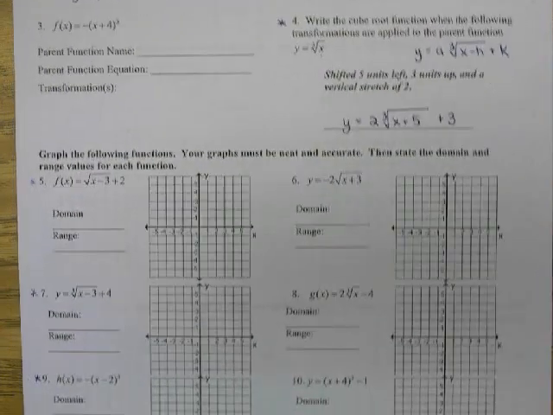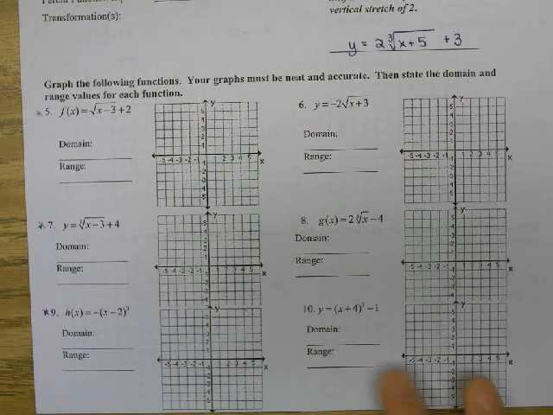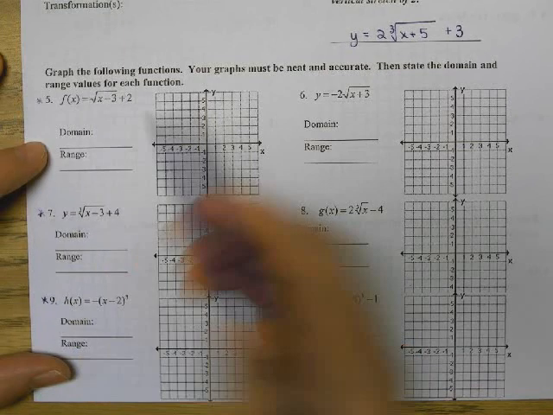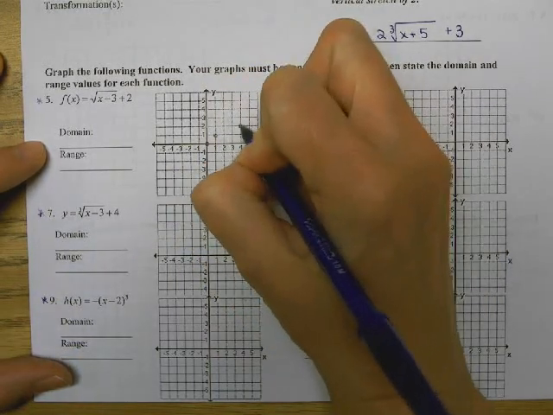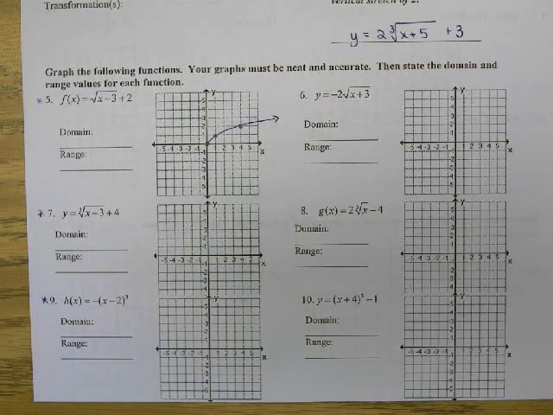Alright, 5 through 10, you are actually going to be graphing these equations and their transformations. So I'm going to do 5, 7, and 9. Right here we have the square root. I'm going to start with my parent function first. So that is my parent function.